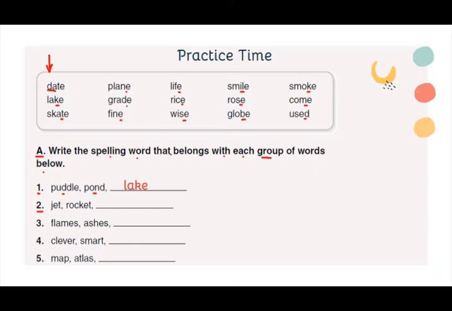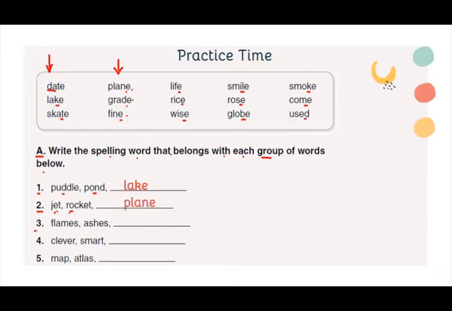Number 2, I have the words jet and rocket. Jet and rocket. So which word goes with this group? It's in the second column. Is it plane or grade or fine? Of course, it is plane.